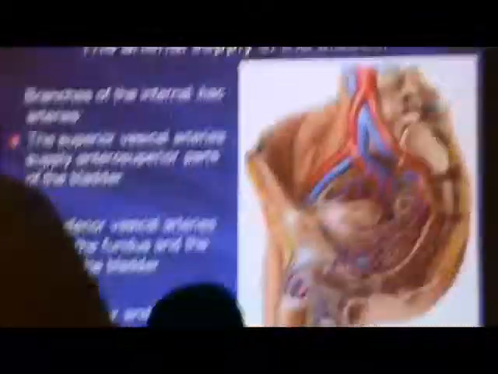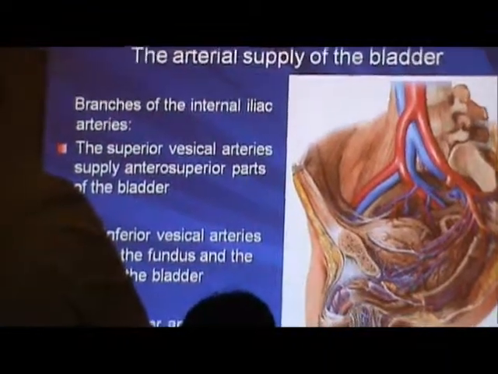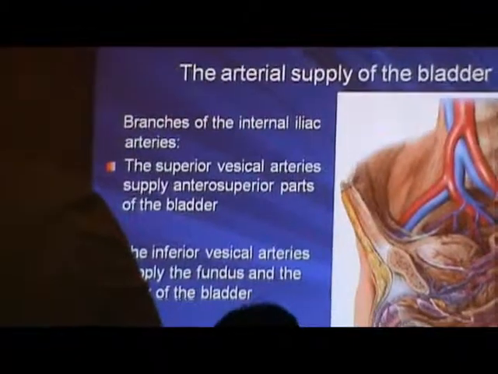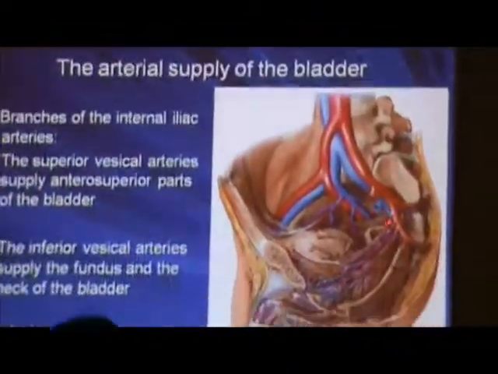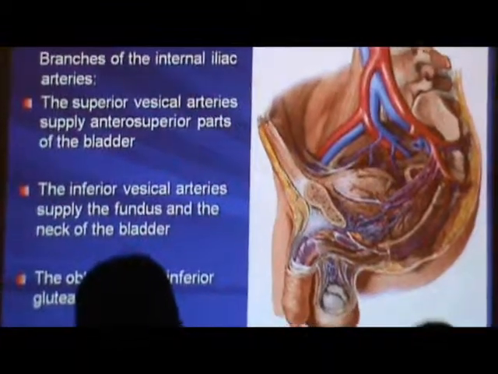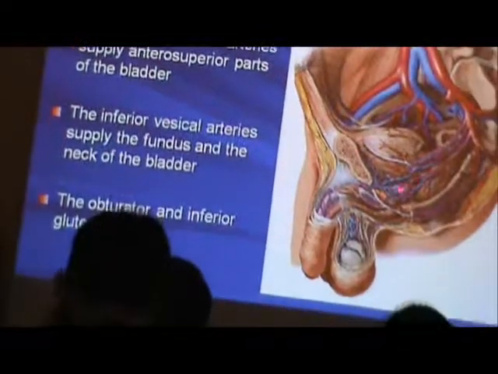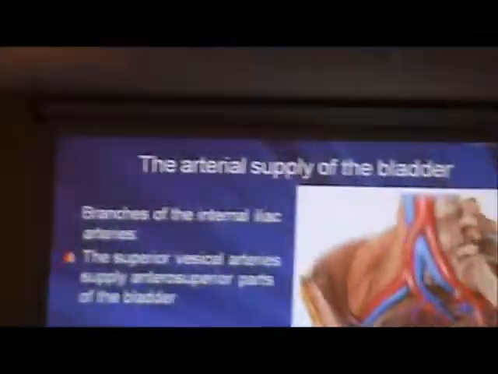Vesical arteries are branches from the first branch of the internal iliac artery, so from the umbilical artery. But some authors say that they are direct branches from the internal iliac artery. The inferior vesical arteries supply the fundus and the neck of the bladder. And also some branches come from the obturator and inferior gluteal arteries.